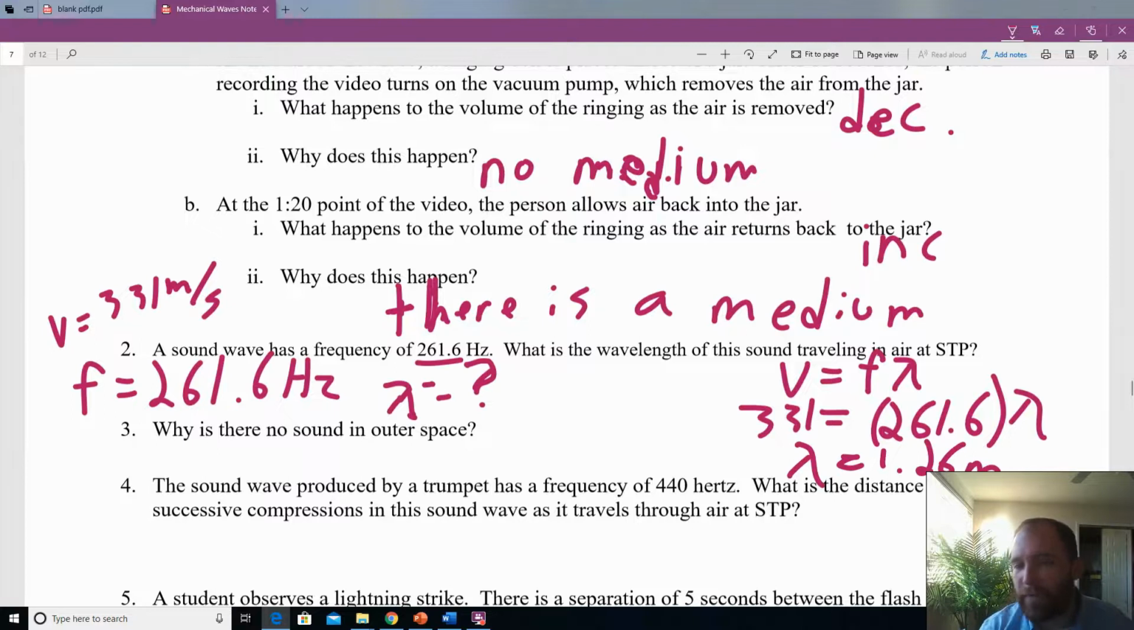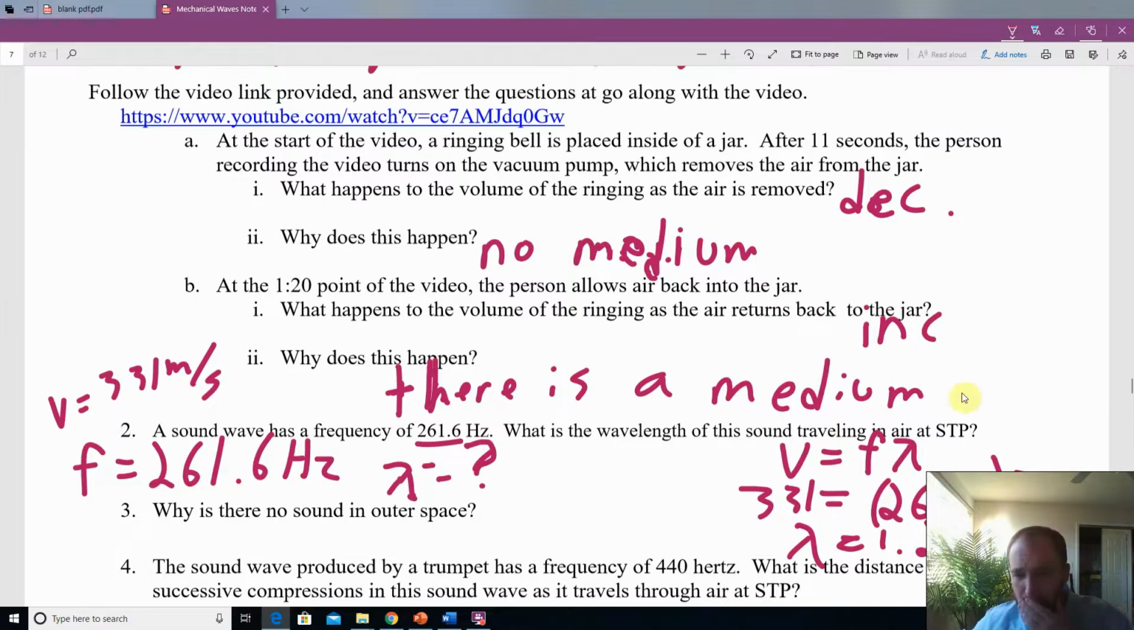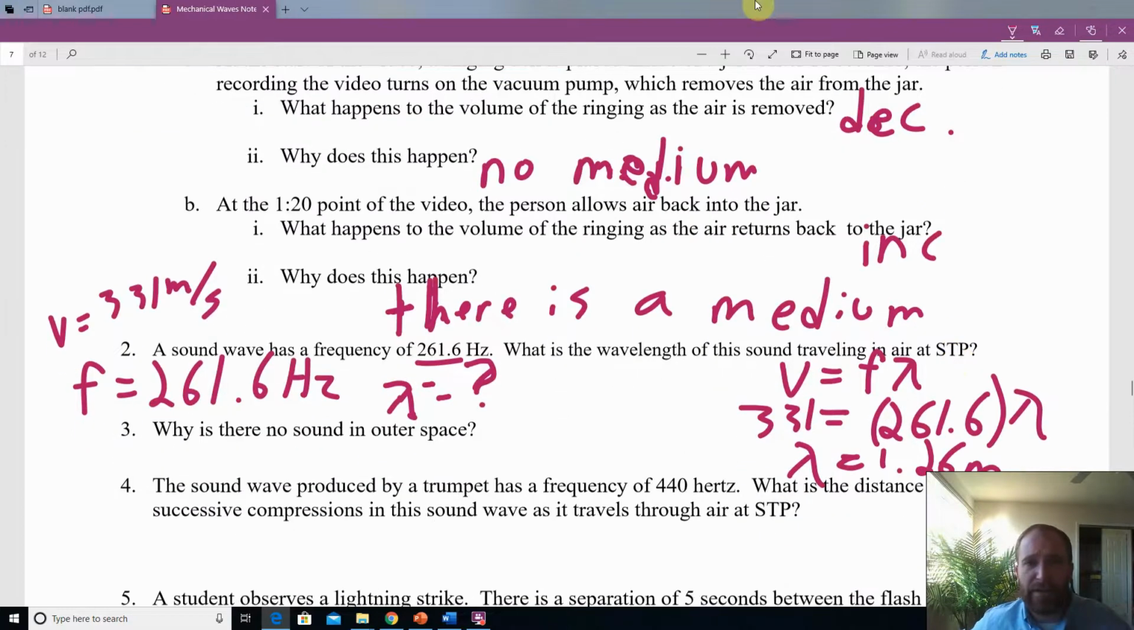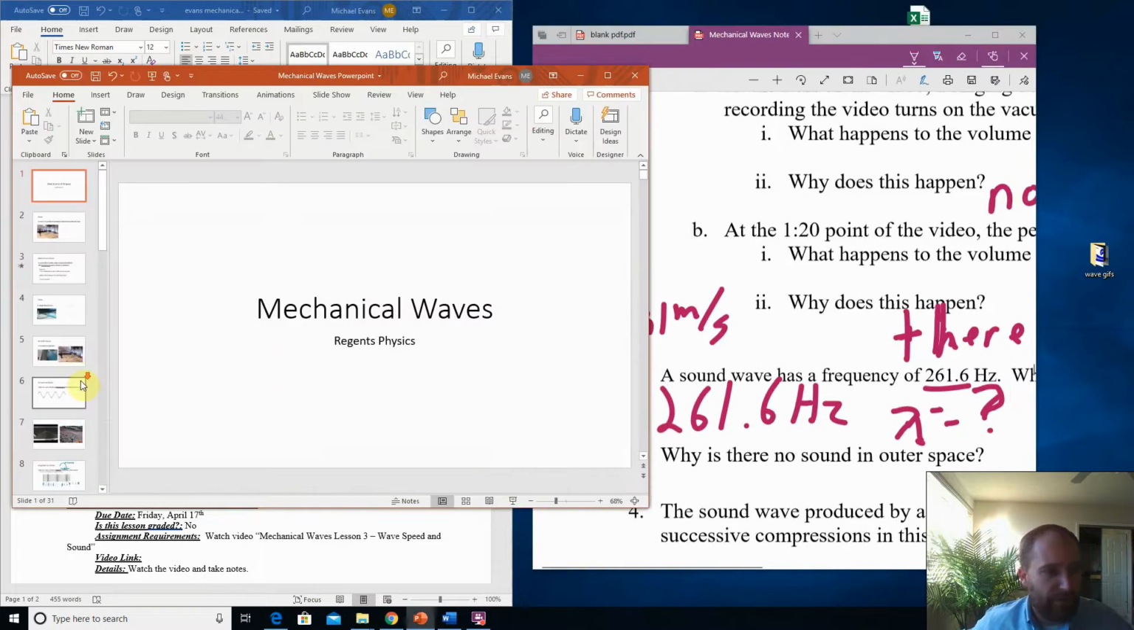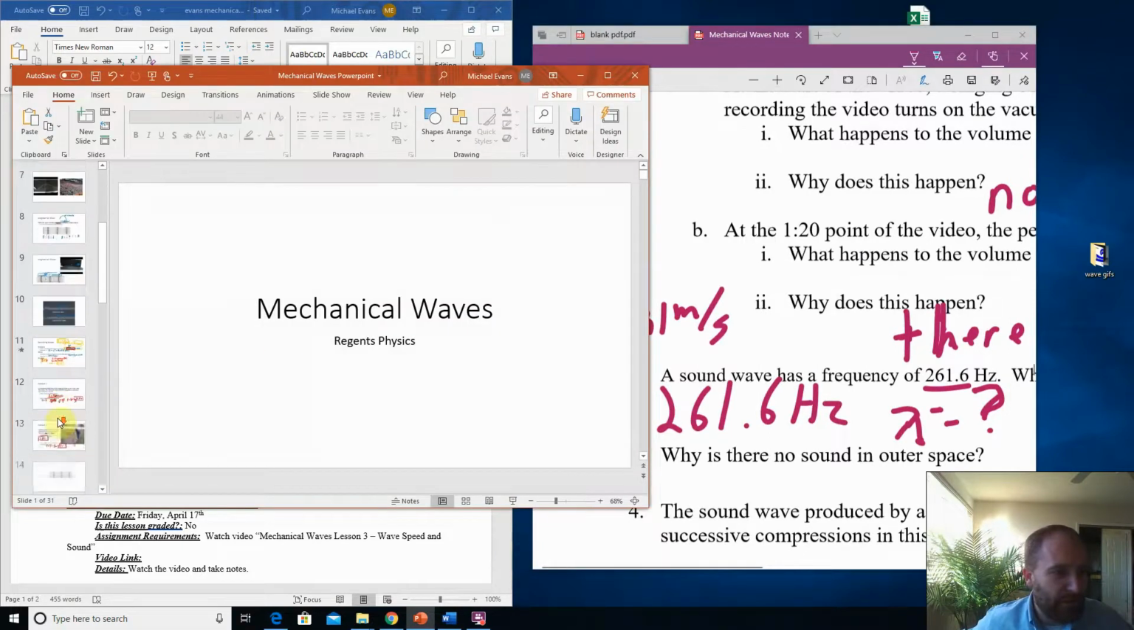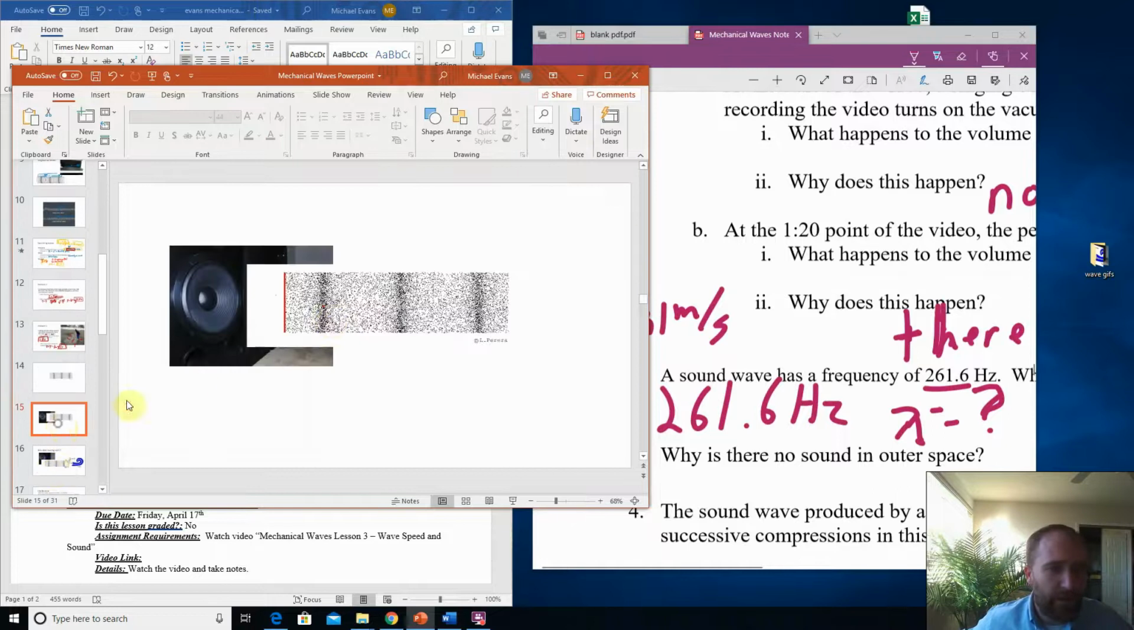So what that really means is that if you look at a sound wave, again, it's those compressions and expansions. So let's freeze this animation right here. The sound wave is these compressions and expansions. The difference between one to the next one is 1.26 meters. That's how far apart they are. That's our wavelength for these longitudinal waves.